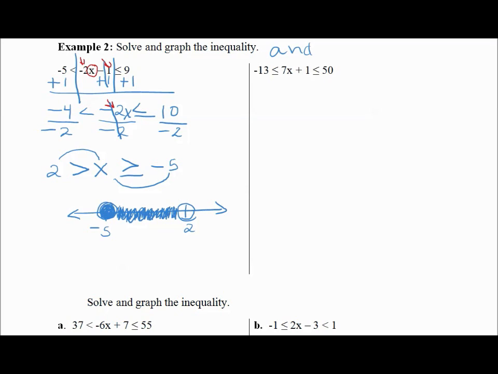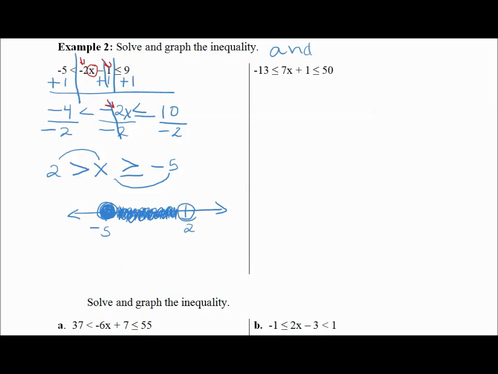So I end up with everything in between. I have all real numbers that are between -5 and 2, including -5. Okay? I think that's a fairly simple process. Let's look at this next one together.